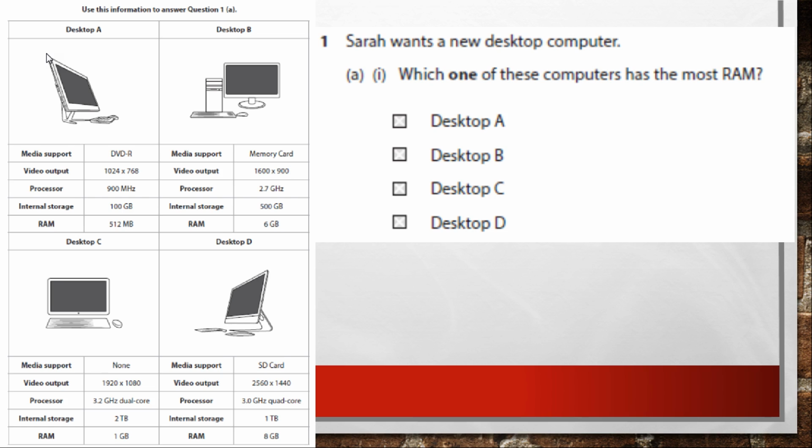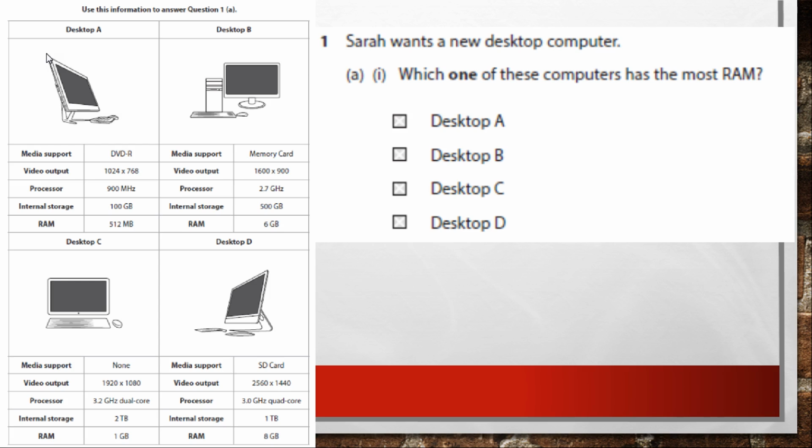We've got a question about desktop computers and the usual sort of format of providing 4 different options and about 5 different specs per option, and you do need to know in your revision about these areas and what they mean.